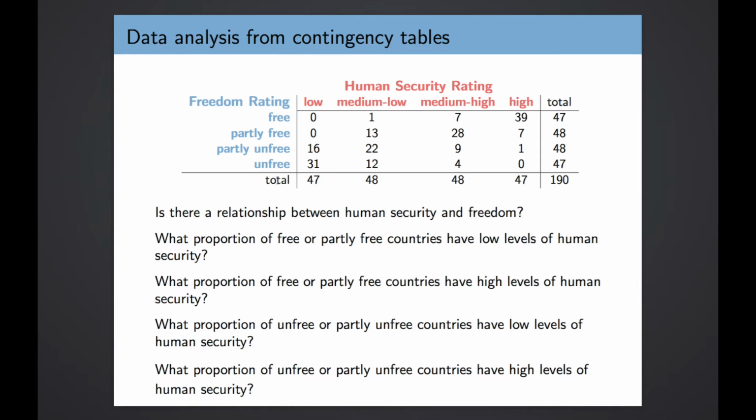A research question that we might want to ask is whether there is a relationship between human security and freedom. I want to be clear that we're not going to be able to answer this research question definitively just by looking at the results of this contingency table. We talked, for example, in an earlier video about how things like confounding variables can make it seem like there's a relationship between variables when there's not. So there are all sorts of other things that could be going on here, and a contingency table is only going to give us a pretty rough picture of what's going on in this situation.